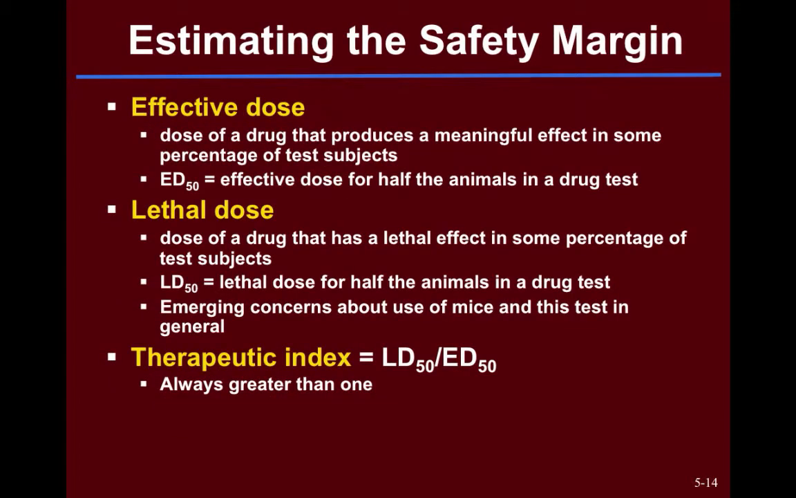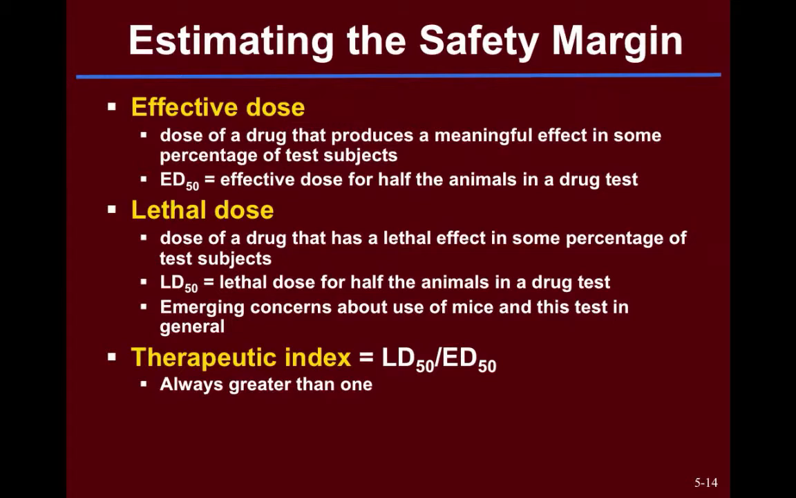When we're estimating the safety margin, we're also going to be looking for the effective dose. So the effective dose, this is the dose that produces the meaningful effect in a percentage of test subjects. It can be for any percentage, but the percentage that we deal with most often is the ED50. So this is the effective dose for half the animals in a drug test. And many of these statistics are based on animal testing. So the ED50 is what represents an effective dose for half of the animals that participated in the trial.